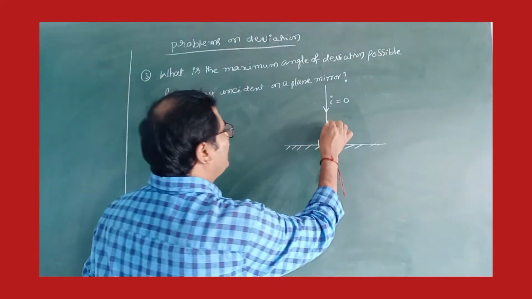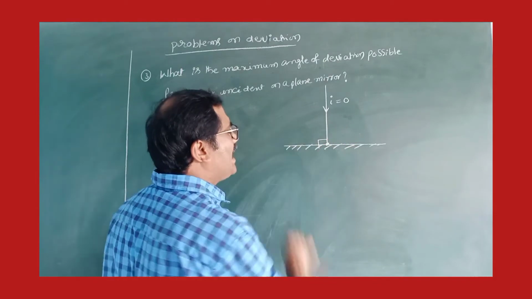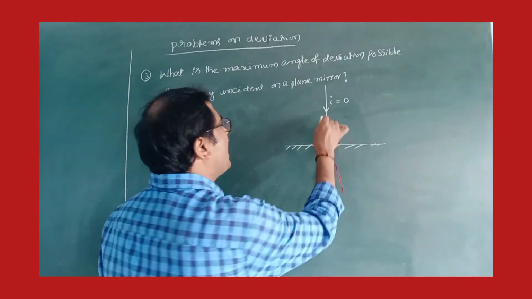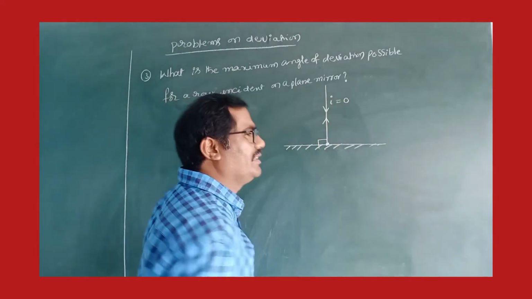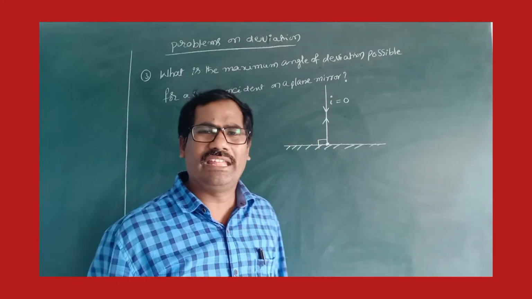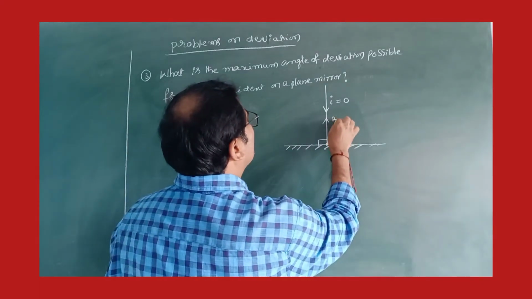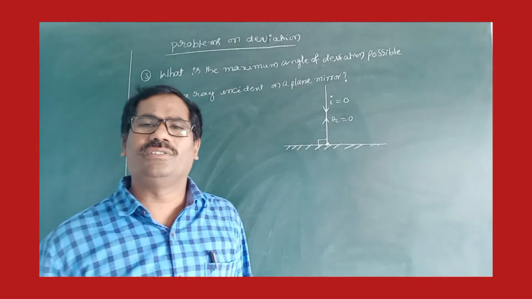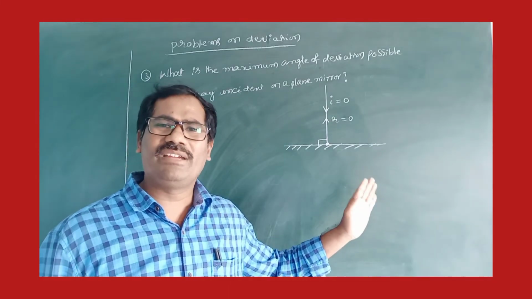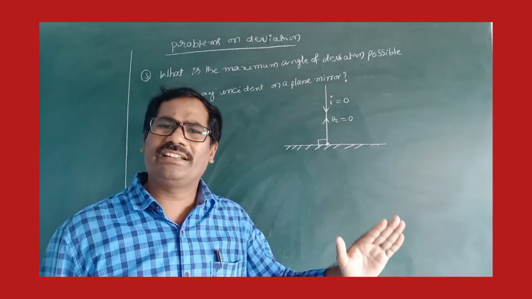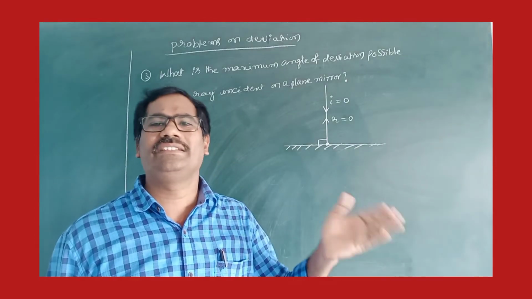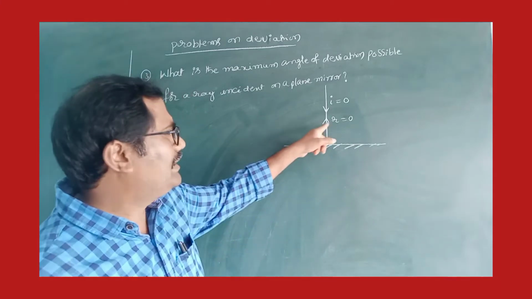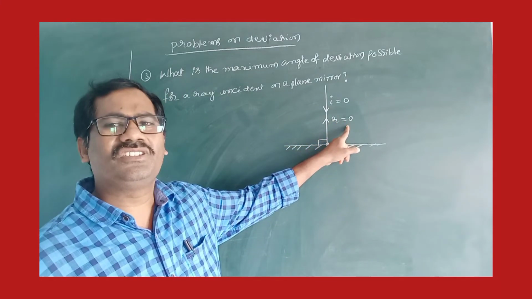The ray reaches the point of incidence, then returns along the same path, in reverse. That means r is also 0. Why? The angle made by the reflected ray with the normal is known as the angle of reflection, so the angle of reflection is also 0.